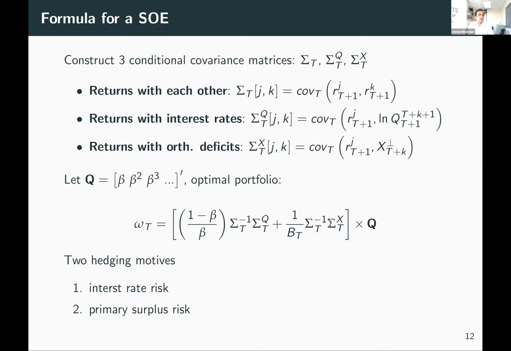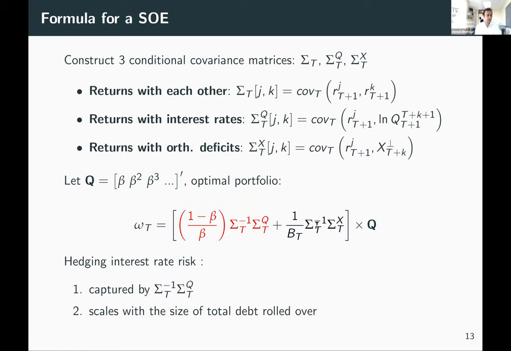One is interest rate risk. That is, interest rates can move, and if the government has debts, in particular long-term debts, the valuations of this debt could be sensitive to movements in interest rates. Because that would need changing taxes, you need to hedge them. The other thing the government needs to hedge is directly the shocks to the primary surplus, such as shocks to G, for which it needs to raise or subsidize revenues. These two hedging motives are captured by the first and the second term in the expression.